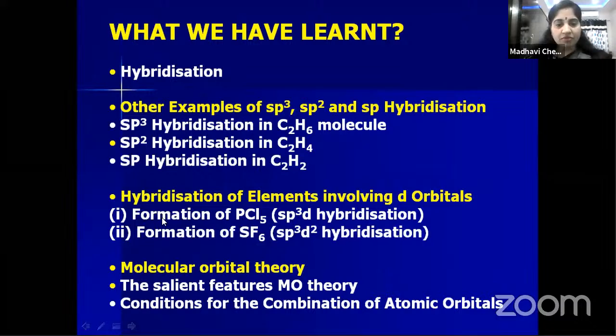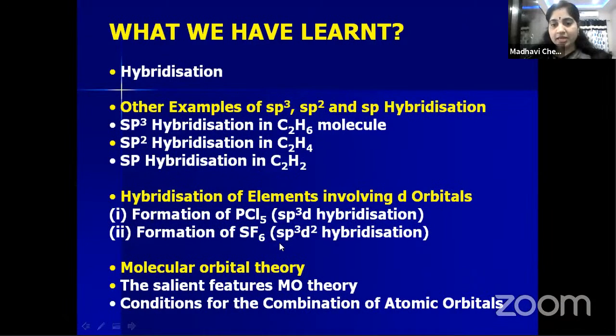Next, after that, we have seen SP3D hybridization. In that, we have considered the example of PCl5. In PCl5, the central atom phosphorus has undergone SP3D hybridization, formed 5 SP3D hybrid orbitals, and the shape is trigonal bipyramidal structure, and it is having equatorial bonds and axial bonds. The bond angle between equatorial bonds is 120 degrees and axial bonds is 90 degrees. So all these things we have discussed.